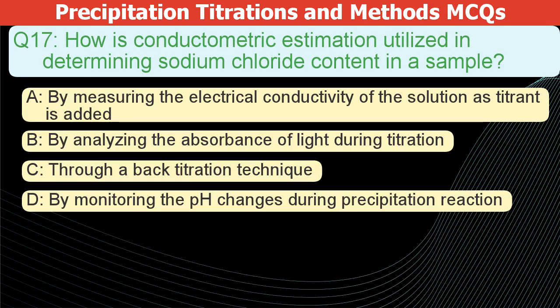How is conductometric estimation utilized in determining sodium chloride content in a sample? A. By measuring the electrical conductivity of the solution as titrant is added. B. By analyzing the absorbance of light during titration. C. Through a back titration technique. D. By monitoring the pH changes during precipitation reaction.